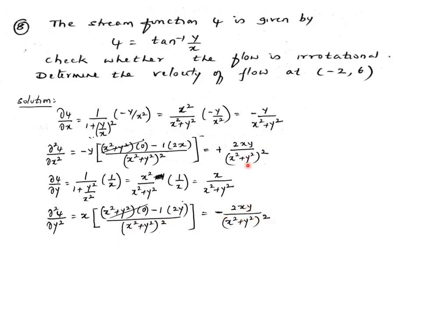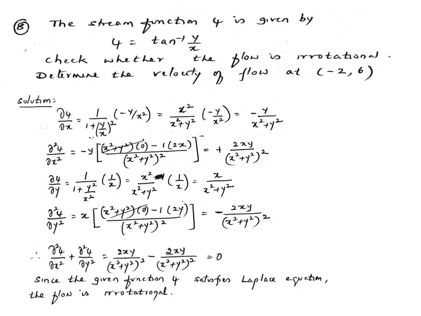If you add these two, you will get dou square psi by dou x square plus dou square psi by dou y square is equal to 0. Therefore, since it satisfies the Laplace equation, the flow is irrotational.